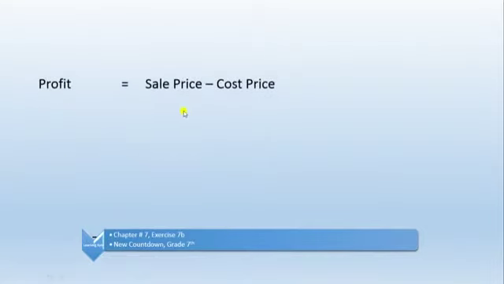Now to find the value of sale price, we will use this formula, which is profit is equal to sale price minus cost price. So we have the value of profit 7.20, we don't know sale price, and the value of cost price is 48 rupees.